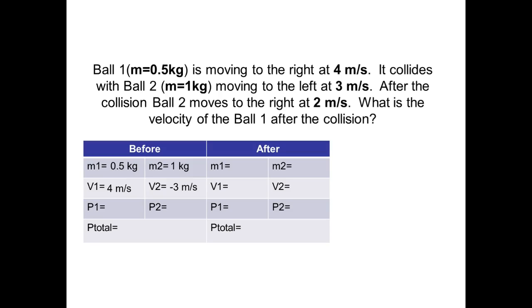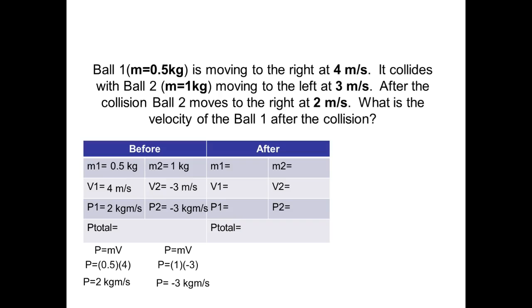Think back to what we know about velocity. It has both magnitude and direction. It's a vector value. So I'm going to go ahead and find the momentum of each of those. I just do P equals m times v. 0.5 times 4 gives me 2 kilogram meters per second. 1 times negative 3 gives me negative 3 kilogram meters per second.